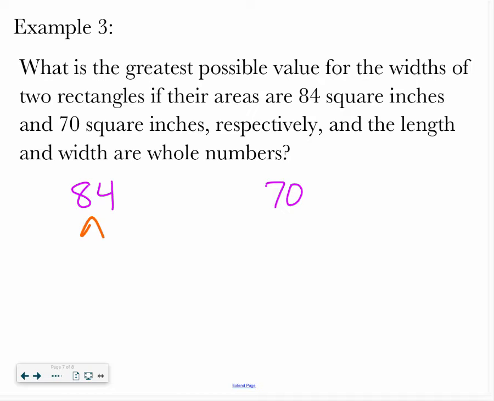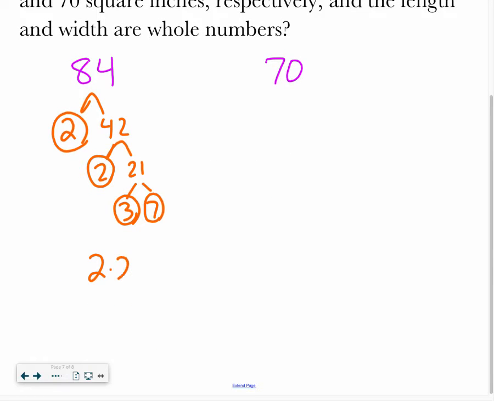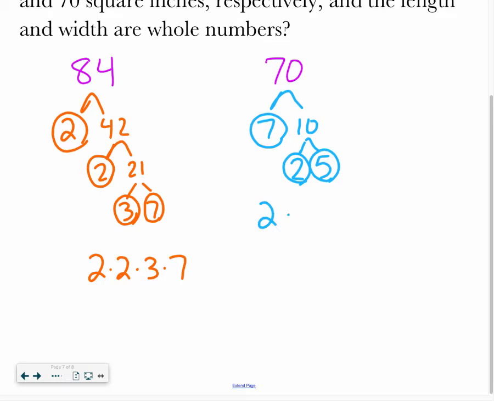So if I break up 84, I know that's 2 times 42. 42 becomes 2 times 21, and 21 is 3 times 7. So I know I have 2 times 2 times 3 times 7. And if I break up 70, I know that's 7 times 10, which is 2 times 5. So I'm going to have 2 times 5 times 7.